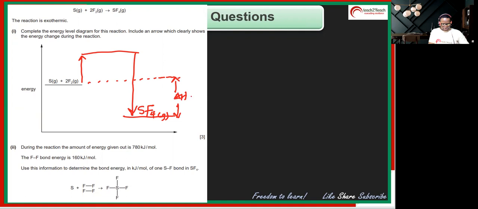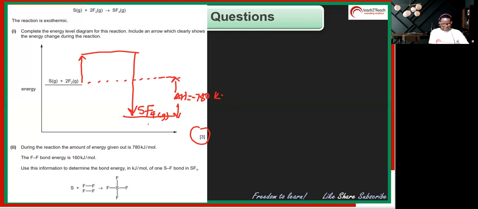So did you put the value minus 780? No, I didn't put the value. I just used the energy level diagram. Just show it, because they gave you the value here. It's very important; you never can tell what the examiner might want you to include. This is 3 marks. So you have minus 780 kilojoule.